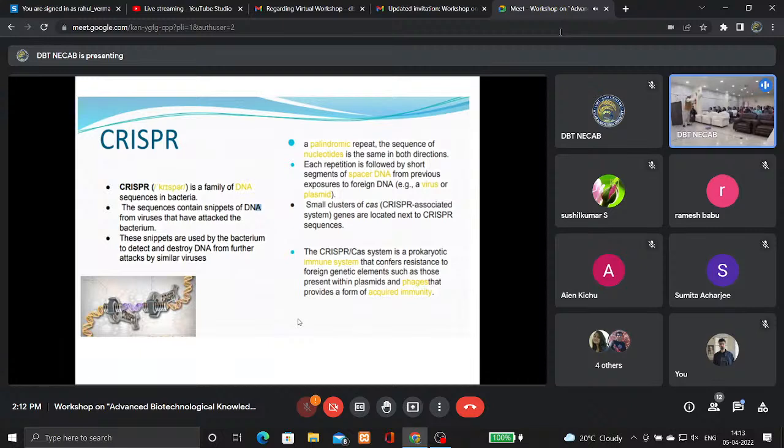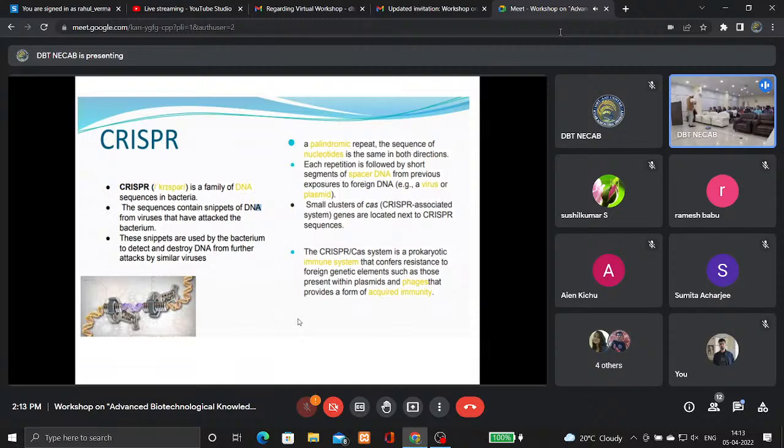So they copy a small fragment of the bacteriophage into the CRISPR locus. These snips are used by the bacterium to detect and destroy the DNA from a further attack by a similar virus.